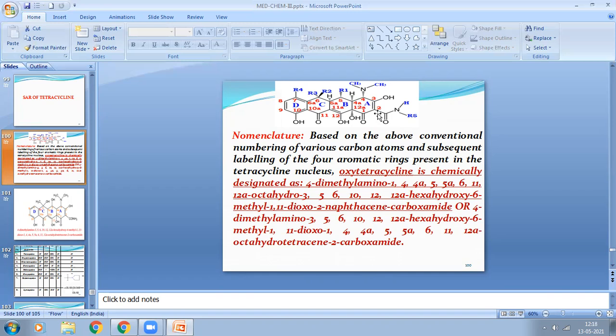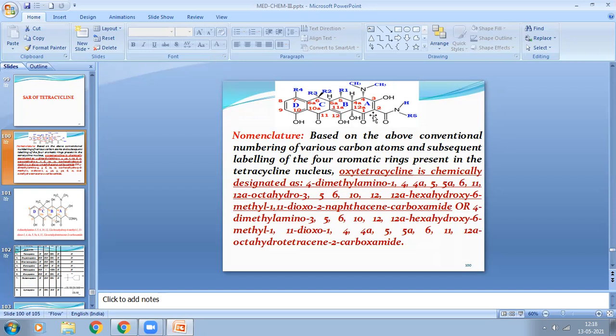Any modification in this system can result in loss of activity. If you remove or replace this keto-enol tautomerism, tetracycline will lose its biological activity. So the first point you remember: the keto-enol tautomerism at C2 and C3 is essential for the biological activity of tetracycline. This is the first point.